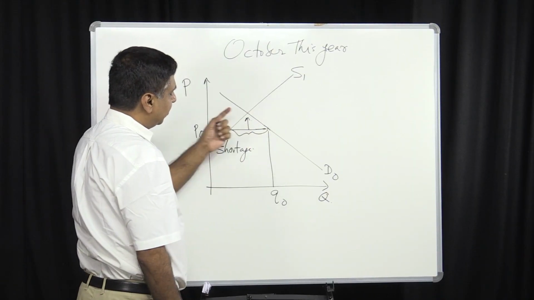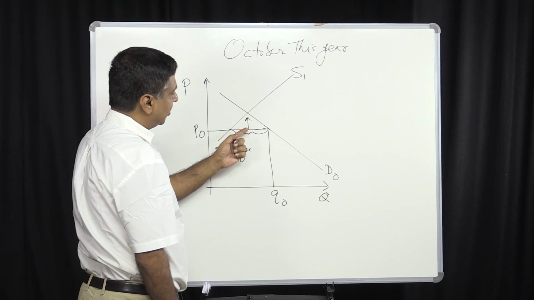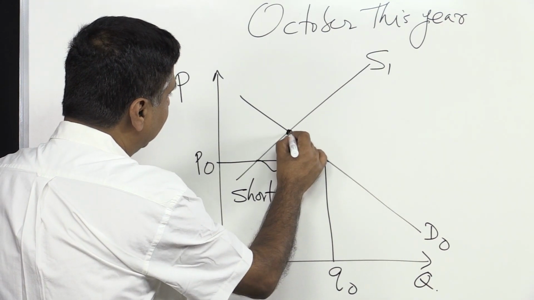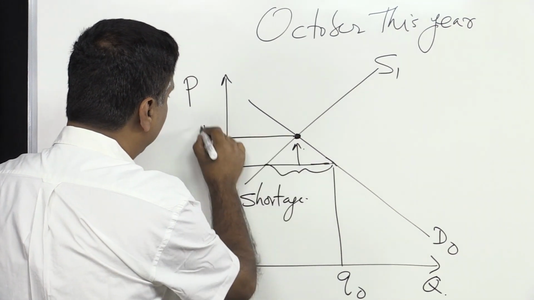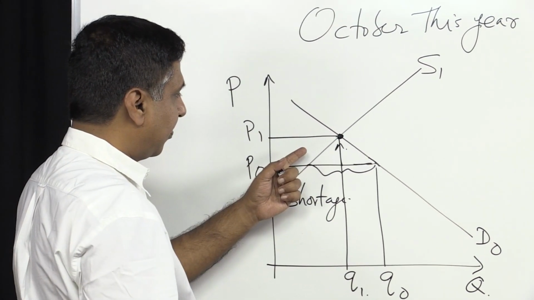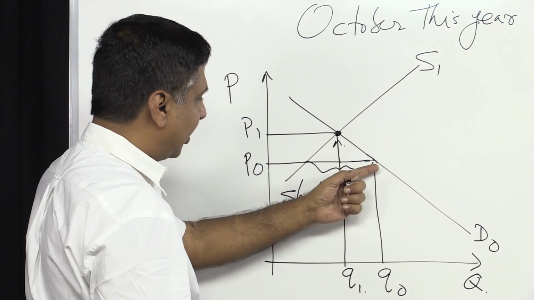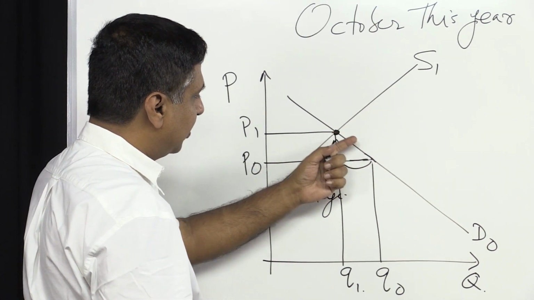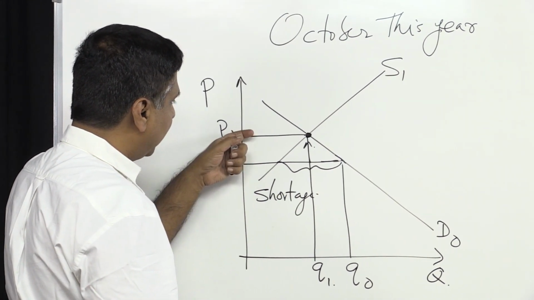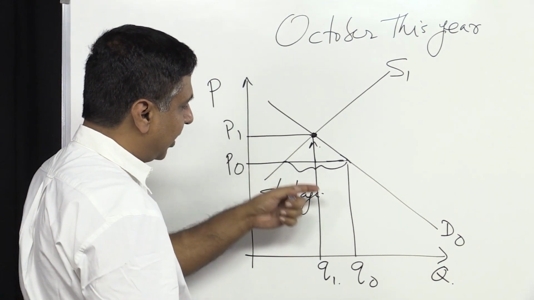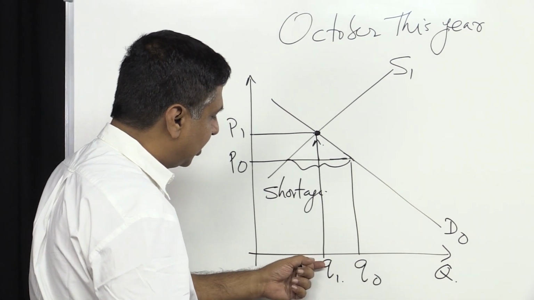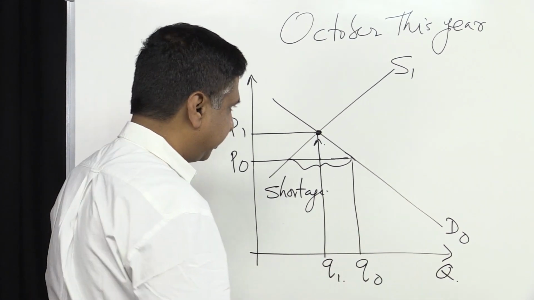So now what you can notice is at this price P0, there is actually a shortage. Now as you remember, there will be an upward pressure on prices and the price will continue to rise till we reach a new equilibrium price at P1 and a quantity Q1. So as a result of the deficient monsoon, there will be a change in the equilibrium price from P0 to P1. The prices will go up and there will be a change in the equilibrium quantity as well, from Q0 to Q1. The quantity will decrease.